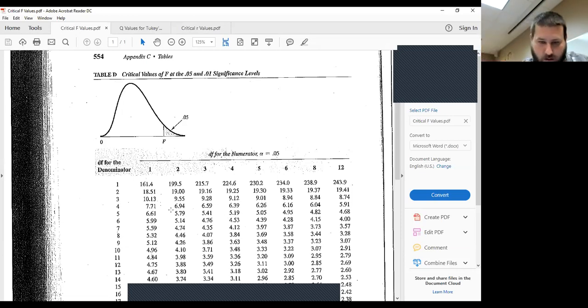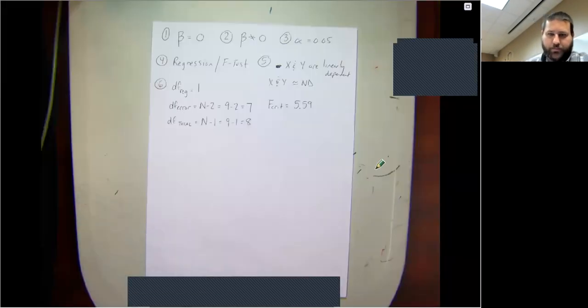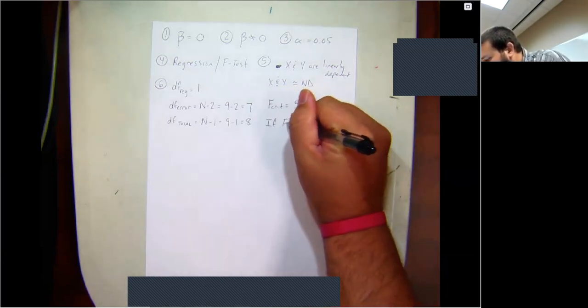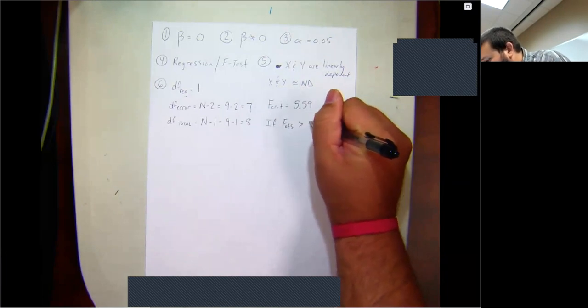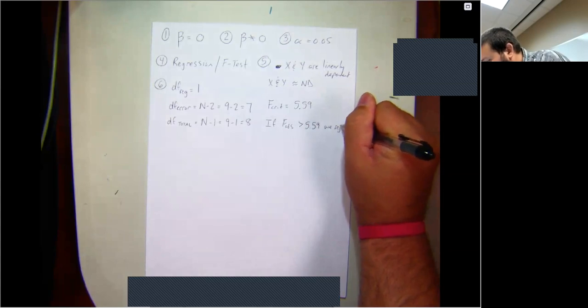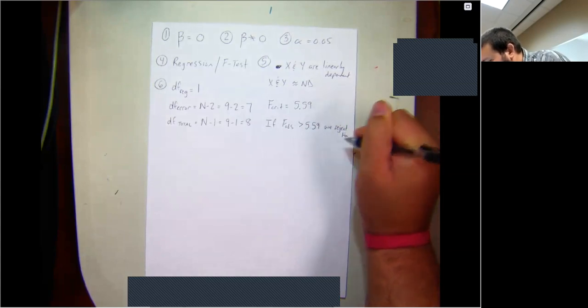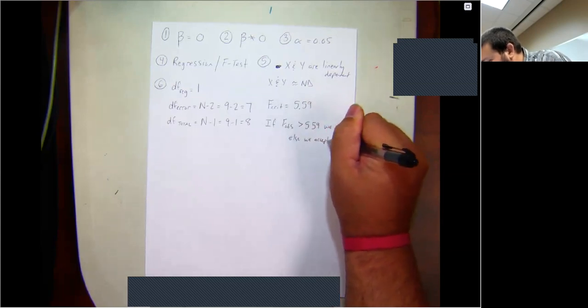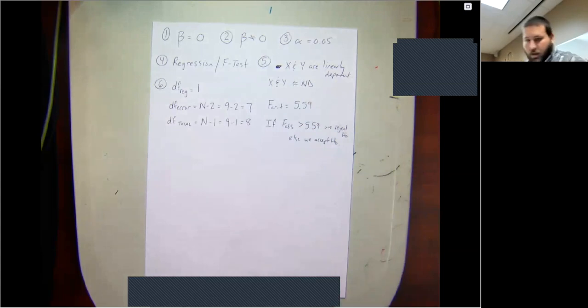So go back to our document camera, and our F critical is 5.59. Now the decision rule. This is similar to ANOVA, just if F observed is greater than our critical value, which was 5.59, we reject H0, else we accept H0. So there's our decision rule, and now we're ready for the calculation.